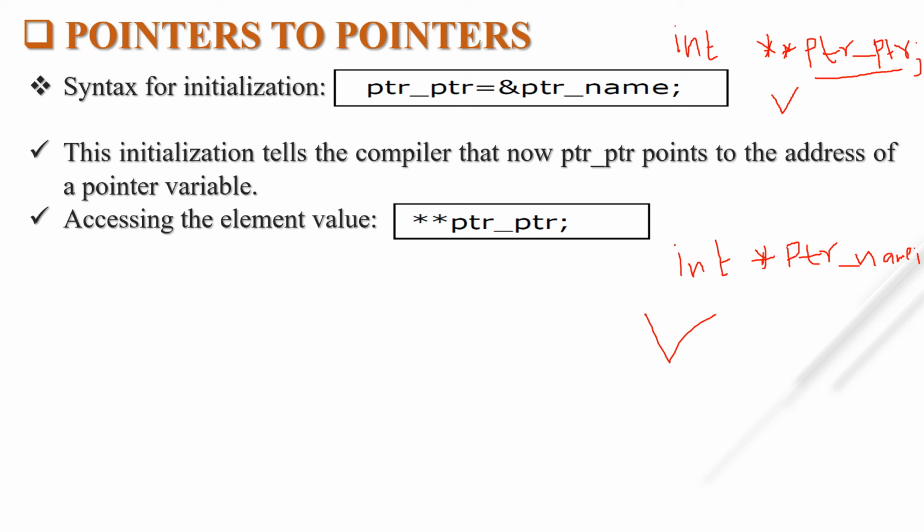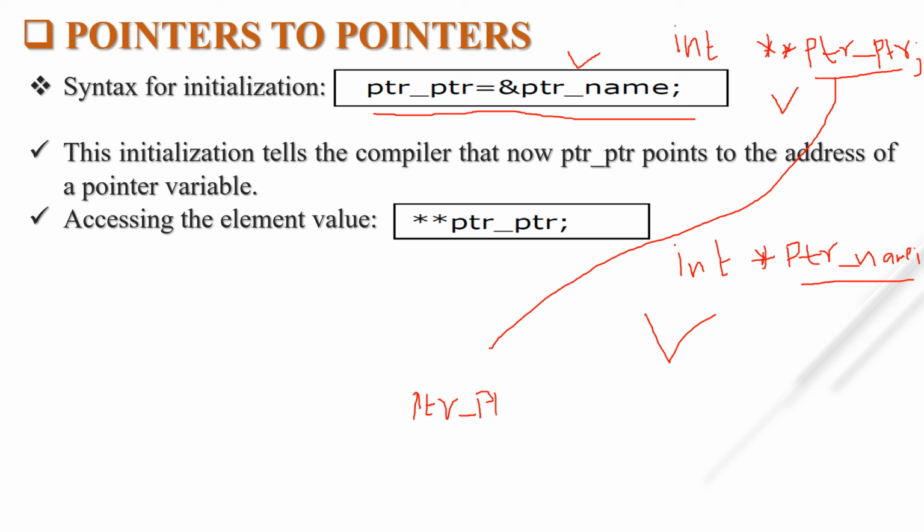Now how to initialize pointer to pointer? Pointer to pointer, that means ptr_ptr equal to and ptr_name. This is a simple pointer. So this ptr_ptr will be initialized as ptr_ptr equal to, and it will store the address of the pointer. So we have to write &ptr_name. I think you understand.